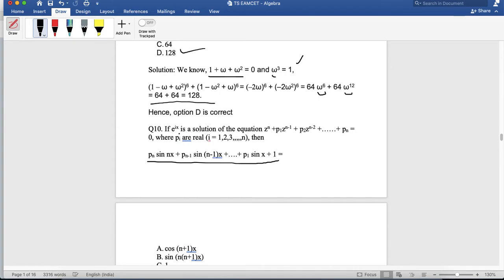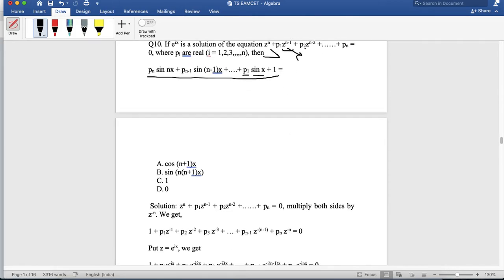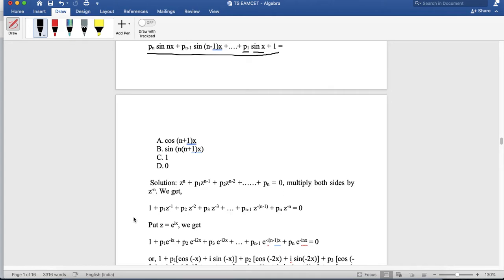If I substitute e to the power iota x right away in this, we know that e to the power iota x can be written as cos x plus iota sine x. So e to the power iota nx will become cos nx plus iota sine nx. So I will have p1 multiplied with sine of n minus 1 x. But in the problem, he has asked for p1 sine x. So I want z raised to the power 1 over here instead of z raised to the power n minus 1. So what I can do is divide both sides by z raised to the power n, or multiply with z raised to the power minus n, which I have done here.